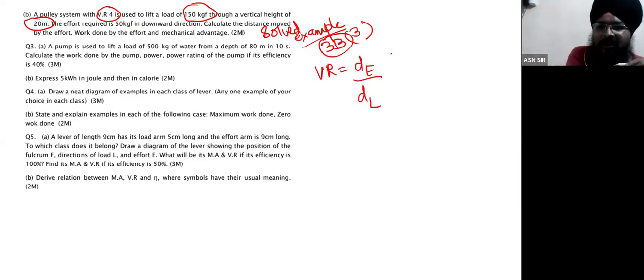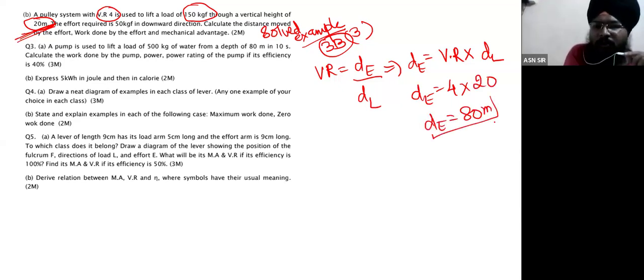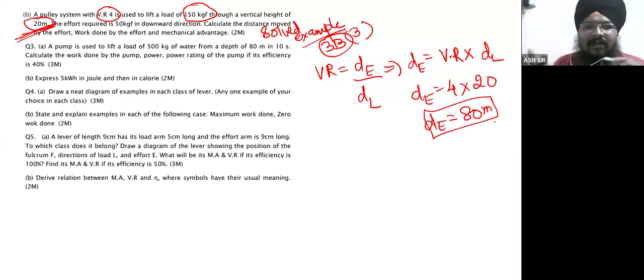From here you can find the distance of effort, because the question is asking to calculate the distance moved by the effort. So distance moved by the effort will be velocity ratio multiplied by distance moved by the load. Velocity ratio is 4, distance moved by the load is 20 meters. So 4 into 20, distance moved by effort will be 80 meters. This is your first point that is to be solved.